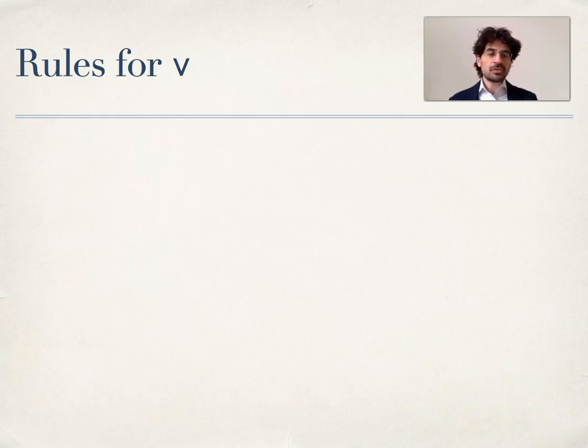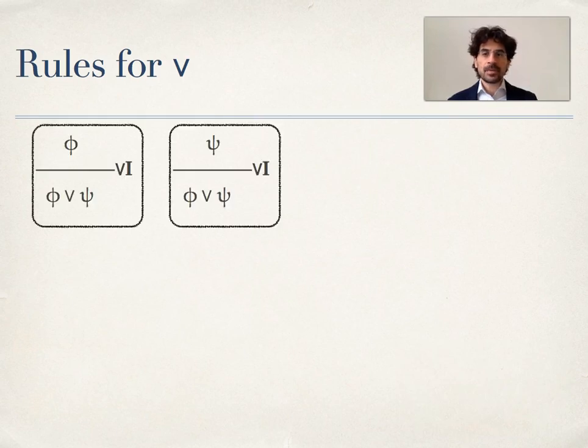The derivation rules for the connective disjunction are just like all the other rules for the other connectives, divided into introduction and elimination rules. The rules for disjunction introduction are fairly simple. So the difference between these two variants of the rule of disjunction introduction is simply the position.